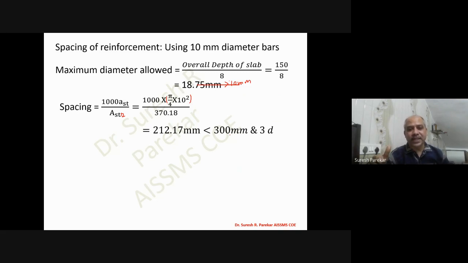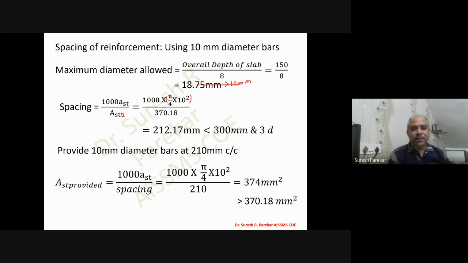If we provide lesser spacing, then Ast provided will be greater than Ast required. Now if you provide greater spacing, then Ast provided will be lesser than Ast required, which may fail your slab. So we have to provide 10 millimeter diameter bars at 210 millimeters center to center. Then we have to find Ast provided: 1000 into small ast upon spacing, so 210, and therefore the Ast provided we have is 374 millimeter square, which is greater than 370.18 millimeter square, and therefore this is okay, meaning whatever steel we have provided satisfies our criteria.